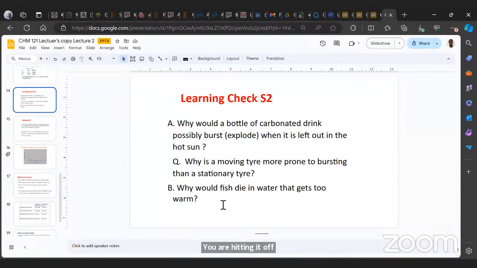Why would fish die in a water that gets too warm? Somebody explain to me why. Hello, let's be an interactive class. Somebody tell me, why do you think a fish would die in water when the water gets too warm?